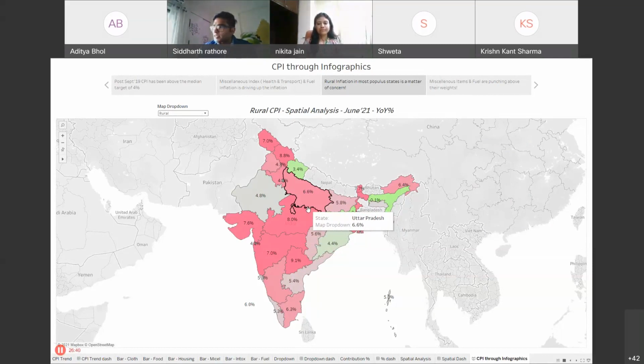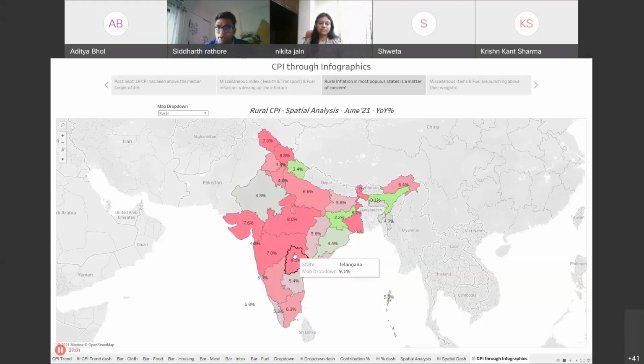is being fueled by factors like edible oil inflation and pulses inflation. We see a huge amount of spending on health and transport. So perhaps because of the second wave of COVID, the out-of-pocket expenditure that people are paying has been increasing, and that's why we see an uptick in rural inflation.